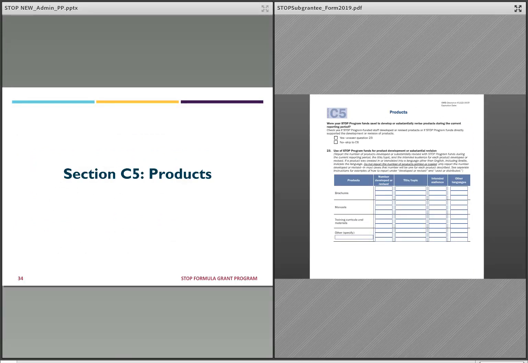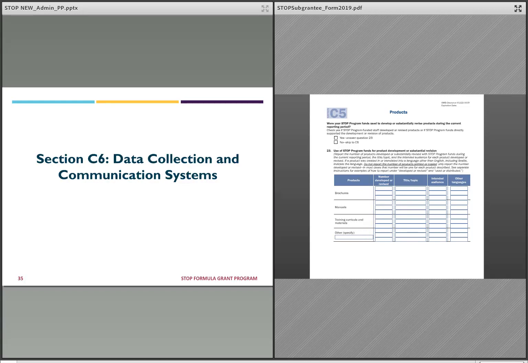Subgrantees should fill out Section C5, Products, if STOP program funds were used to develop or substantially revise products during the current reporting period. There is no longer a space for subgrantees to report the number distributed, so if STOP subgrant funds were only used to distribute but not develop or substantially revise a product, it should not be reported in the product section.